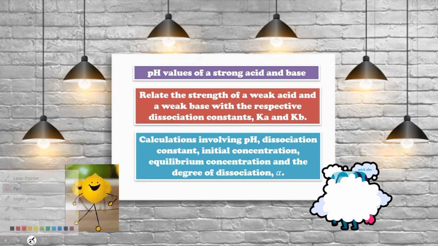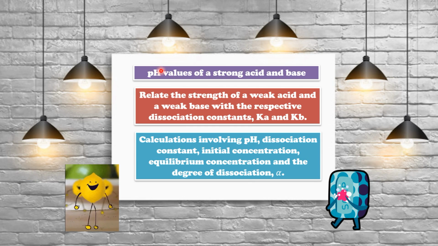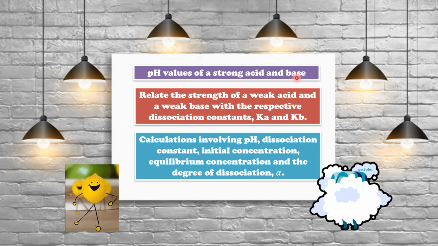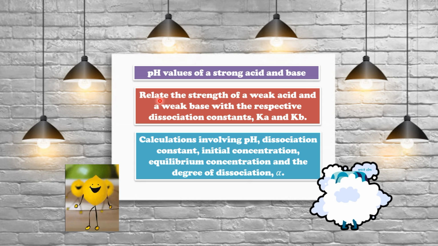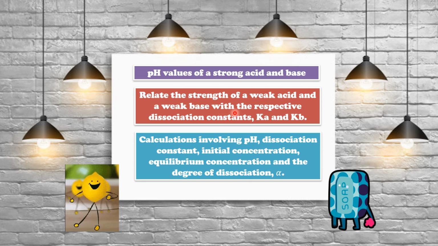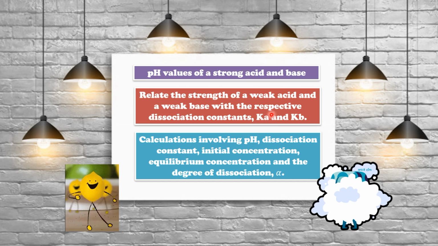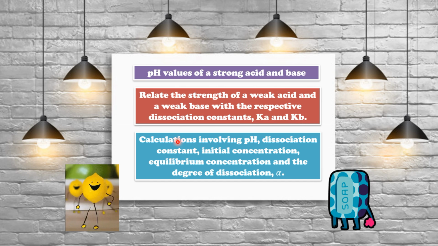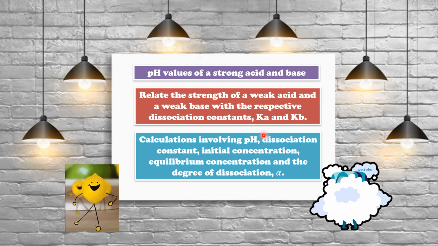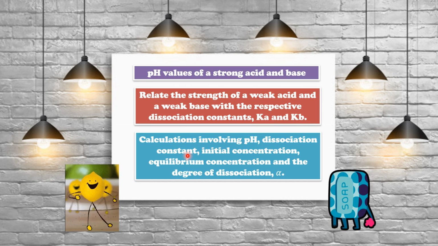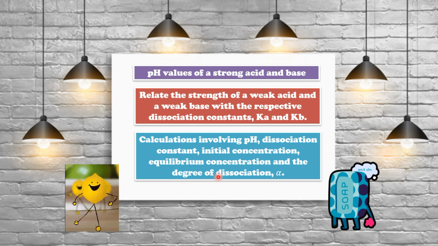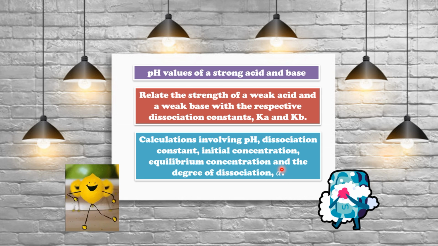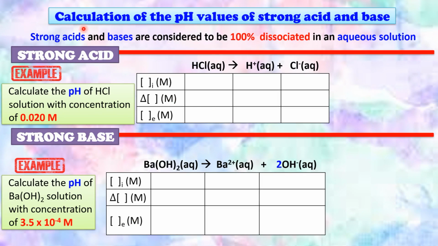The first is about pH values of strong acid and strong base, so it involves calculation. The second part is to relate the strength of weak acid and weak base with the respective dissociation constants Ka and Kb. And the third part is calculation involving pH, dissociation constant, initial and equilibrium concentration, and the degree of dissociation alpha. Right. So first part, calculation of pH values of strong acid and strong base.